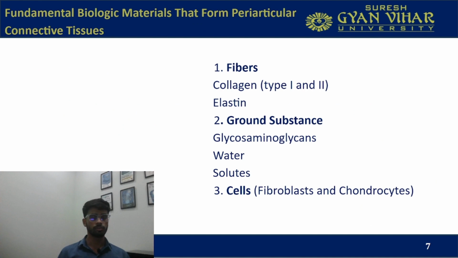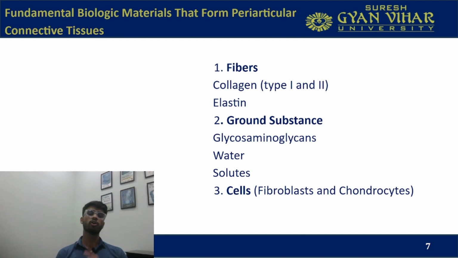Now, today's topic is: what are the structures that are present in a joint? To understand, we know that in a joint there is a lot of connective tissue. To understand the materials of the joint, first of all, we should understand the periarticular connective tissue. What are the fundamental biological materials that form this periarticular connective tissue? Because there will be a lot of connective tissue in the joint, we will read about it. To know them better, first of all, we should know what a periarticular connective tissue is made up of. So this is a very easy thing.